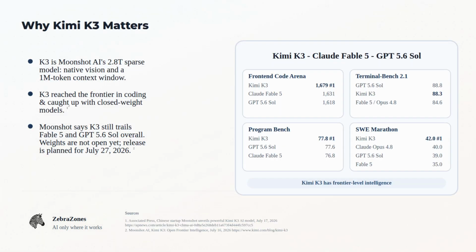K3 is a model from Chinese company Moonshot AI. It has almost 3 trillion parameters, is multimodal, and has a 1 million token context window. It is the very first open-weight model to reach frontier intelligence. You can see in the charts on the right that it sits on par with GPT-Sol and Claude Fable. So now you can have frontier performance and control over how you run it.